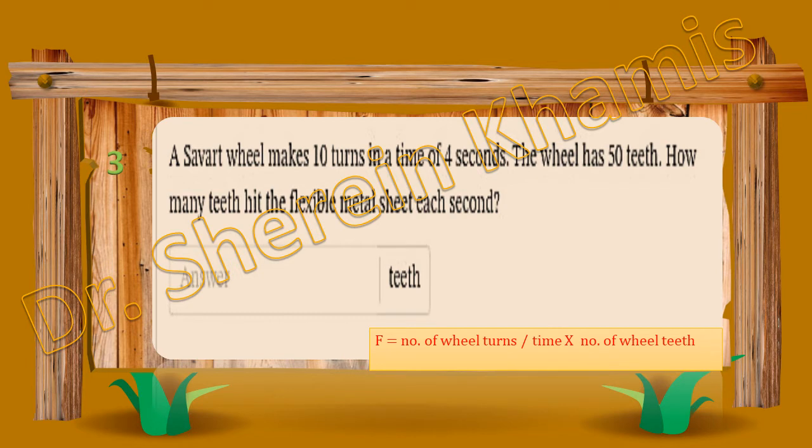First we will put the rule: F equals number of wheel turns over time times number of wheel teeth. So we will divide 10 over 4 times 50, so we have 125 teeth that make this motion all the time. So we can get the frequency, or in another way we have the frequency 125, also in hertz. Okay, let's go to question 4.